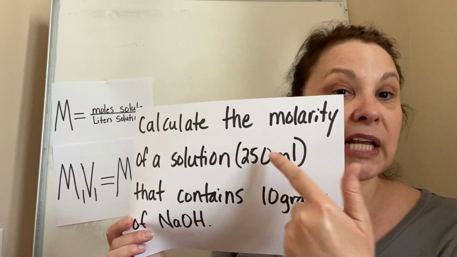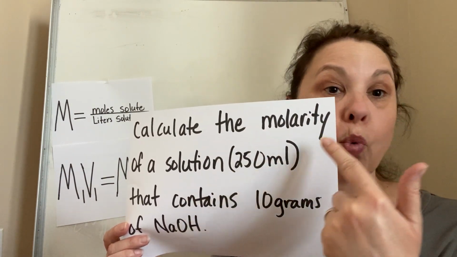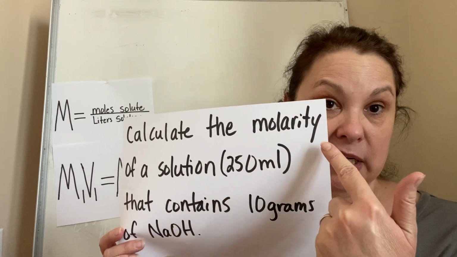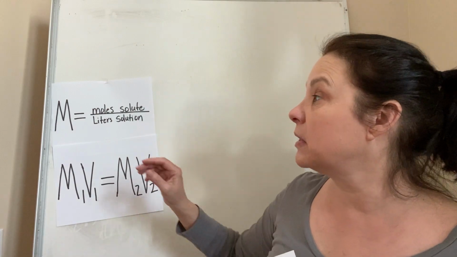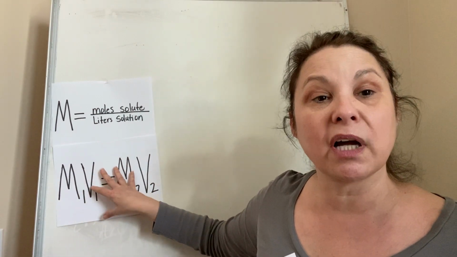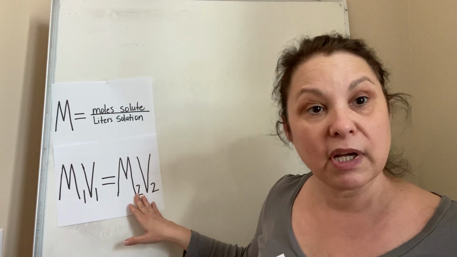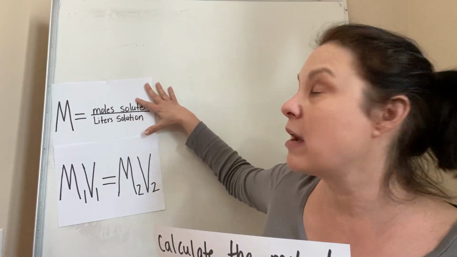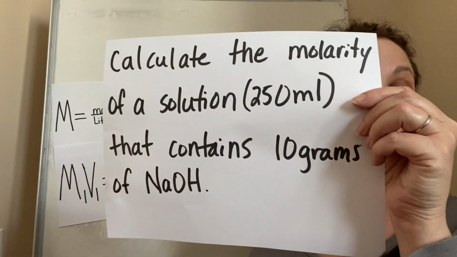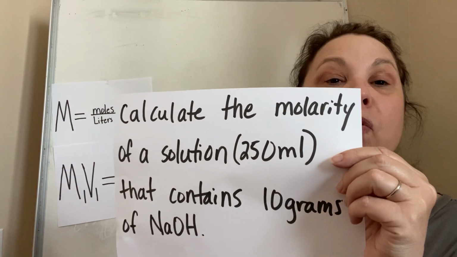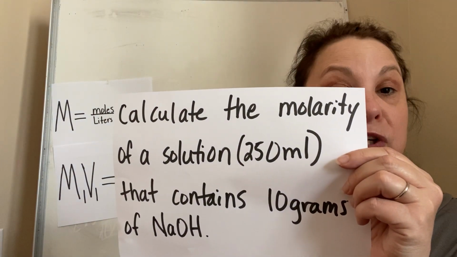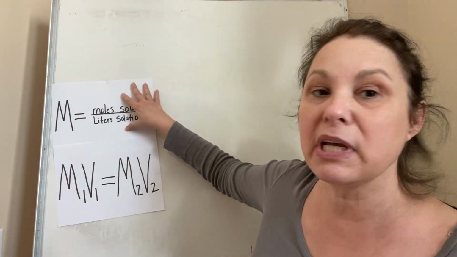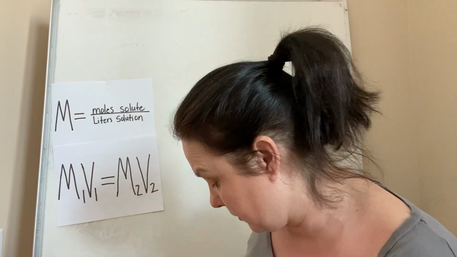Do you agree that molarity is only mentioned 1 time in this whole problem? There's only 1 molarity. And because there's only 1 molarity, I cannot use this formula because this one requires 2. So when I'm dealing with only 1 molarity, and I know the amount of my solute, which I do here, 10 grams of the NaOH, and I know the amount of the solution, and I do, 250 milliliters of the solution, then I'm going to be using this formula here, okay?